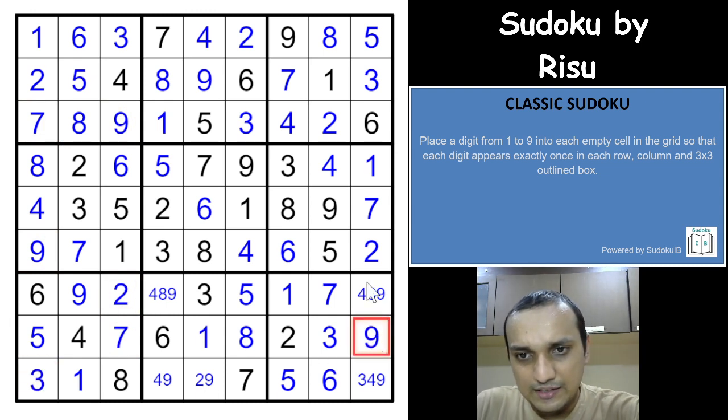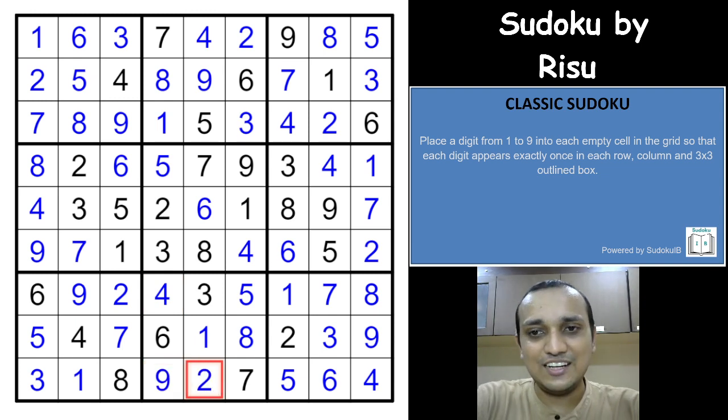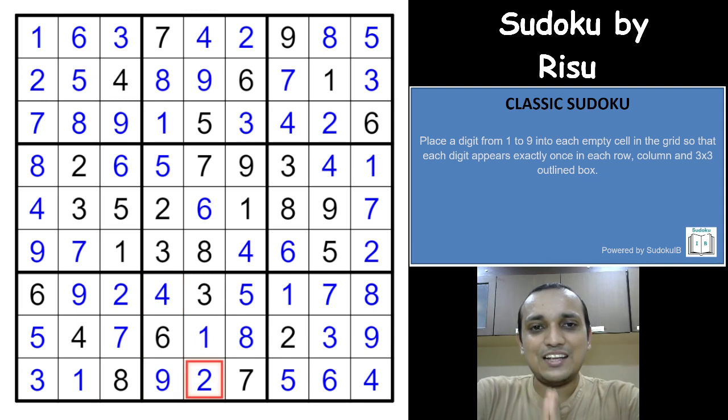That gives you a 9 here. That gives you 4 and an 8 here. And that gives you 4, 9 and a 2 here. And with that we solve this excellent Sudoku by Risu. Such an excellent Sudoku, guys.